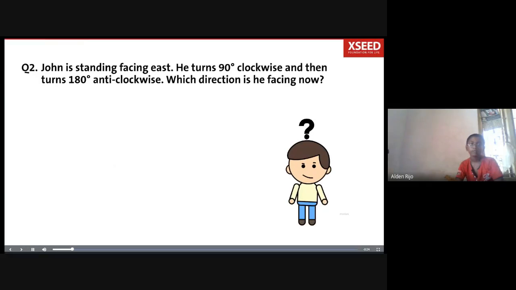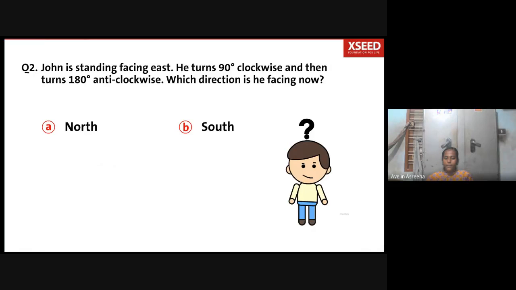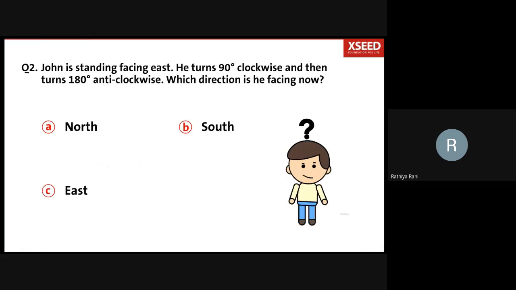Question 2. John is standing facing east. He turns 90 degrees clockwise and then turns 180 degrees anti-clockwise. Which direction is he facing now? A. North. B. South. C. East. D. West. Very good. North is the correct answer.